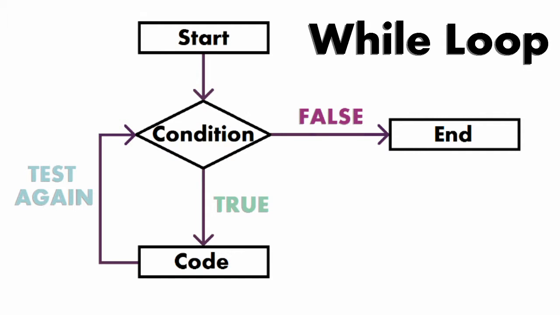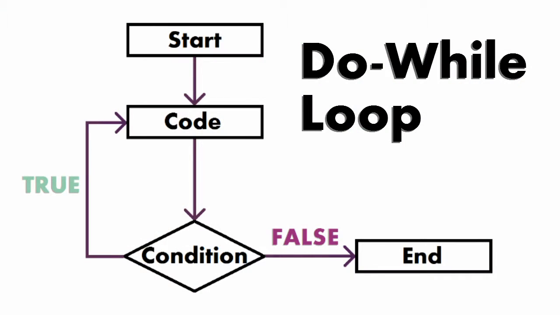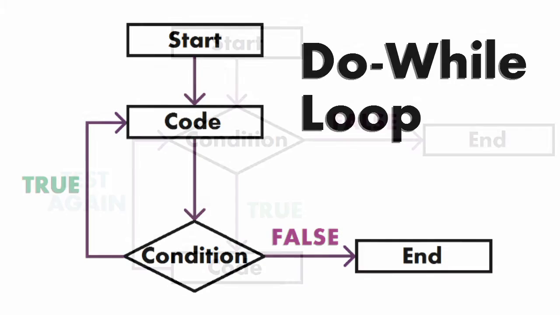If the condition was false to begin with, the code inside the while loop never runs and just gets skipped over. There's also another very similar kind of loop called the do while loop. The difference with the do while loop is that it checks the condition after the code section runs. Because of this, the code inside a do while loop will always run at least once.